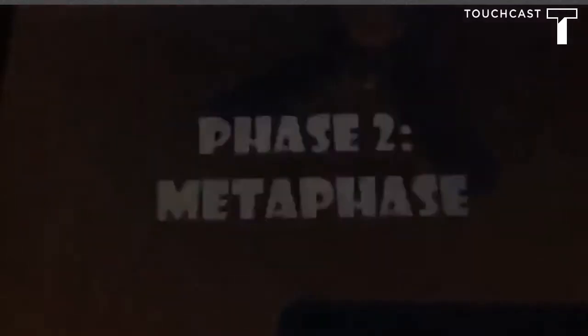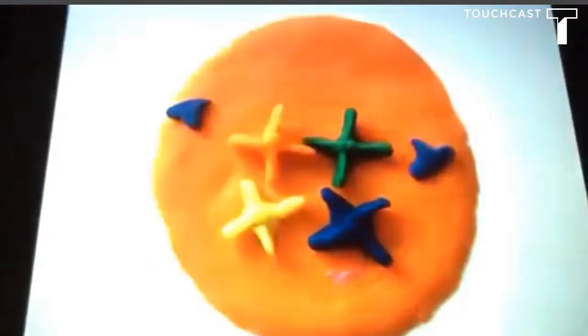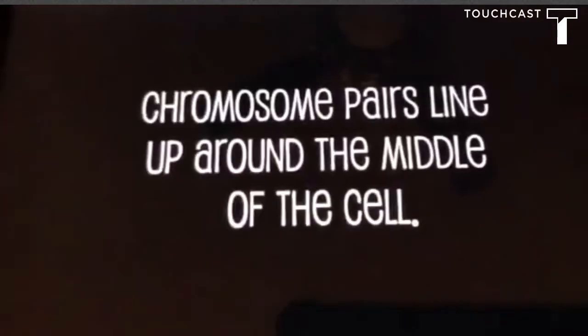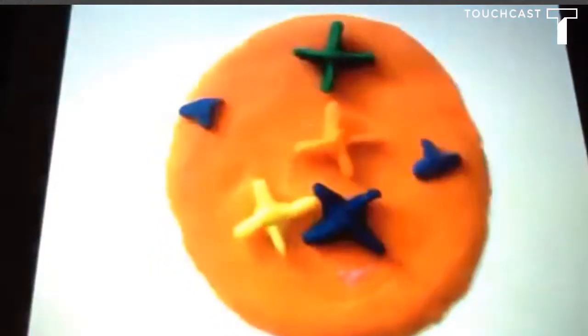The second phase is metaphase. As the chromosomes attach to the spindle fibers, they line up across the center of the cell.